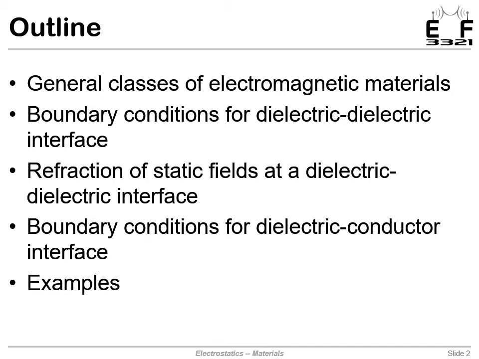Instead, I want to move on to the boundary conditions, and this is where we have an interface between two different materials, and if we know the field on one side of that interface, we'd like to derive a set of equations where we can figure out the field on the other side. And so we'll look at dielectric interface, conductor dielectric, and we'll also discuss something called refraction because the fields appear to bend at that interface. And then we'll work an example that'll hopefully illustrate all of this.